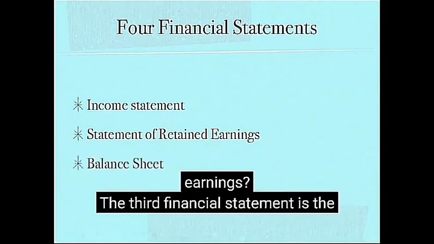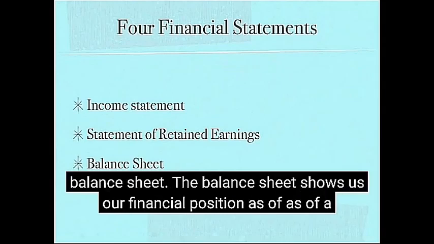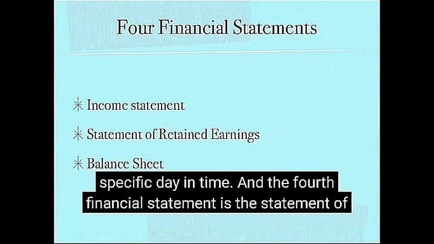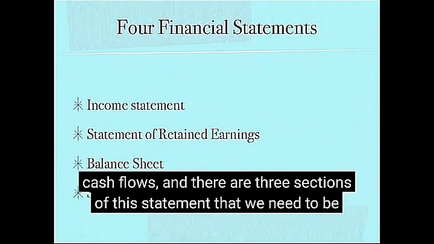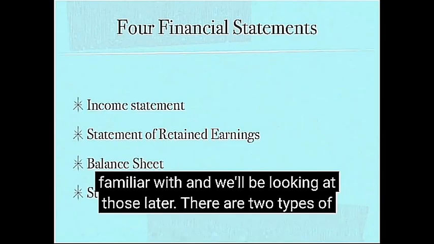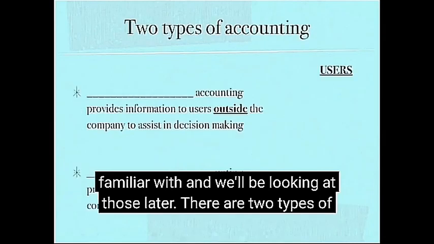The third financial statement is the balance sheet. The balance sheet shows us our financial position as of a specific day in time, and the fourth financial statement is the statement of cash flows. And there are three sections of this statement that we need to be familiar with, and we'll be looking at those later. There are two types of accounting.